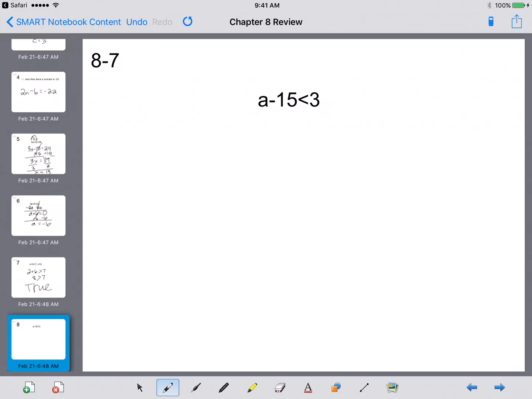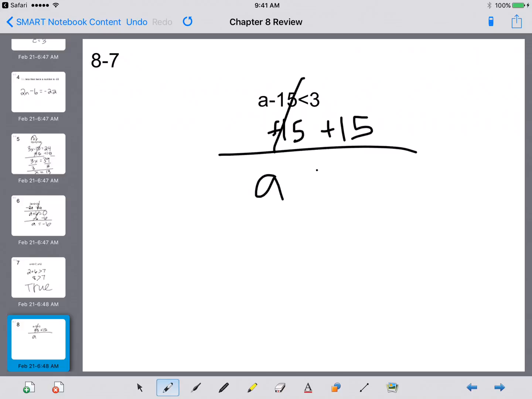Now we have a minus 15 is less than 3. What we're doing here is we're solving for a, which is the same thing as when we have an equal sign, except now we just need to take care of this inequality. And the only time you change the inequality is when you are multiplying or dividing by a negative. In this case, we need to get rid of our constant. Our constant is negative 15, so we're going to add 15. What you do to one side, you do to the other. And we get a is less than 18. And we're done. So you can pause and go ahead and try that.